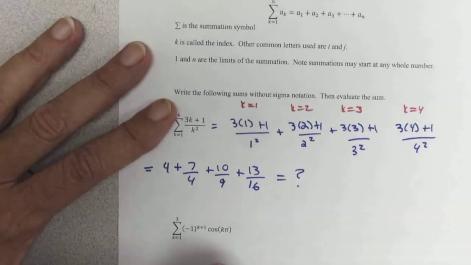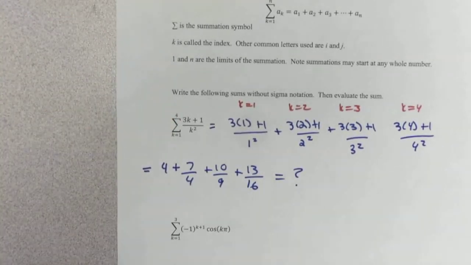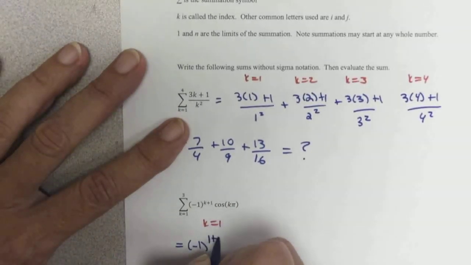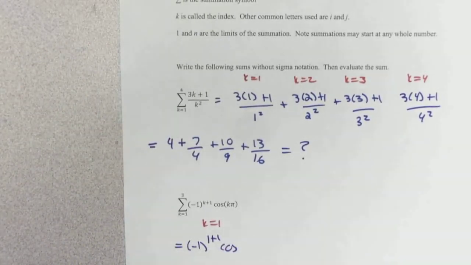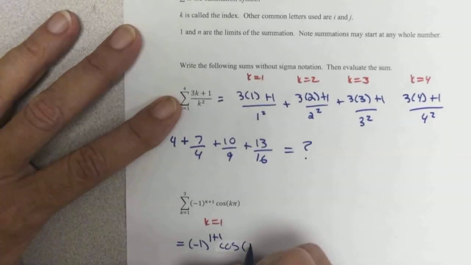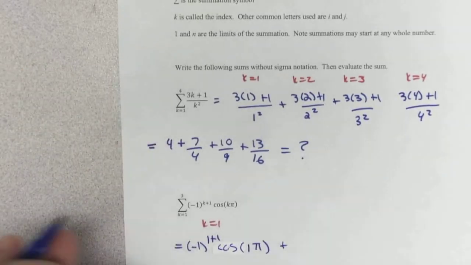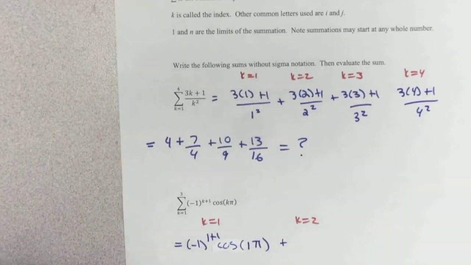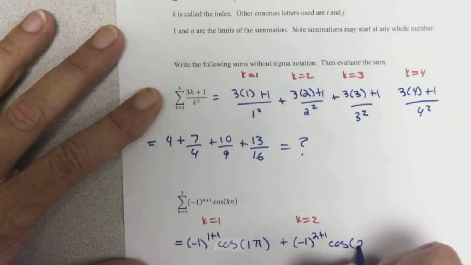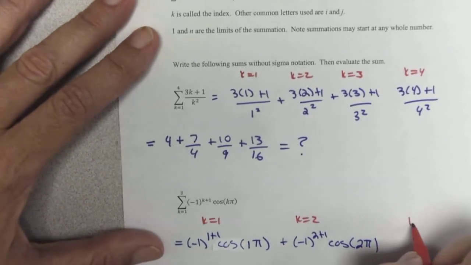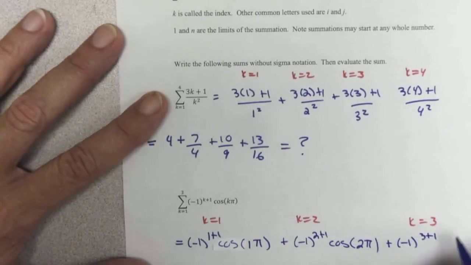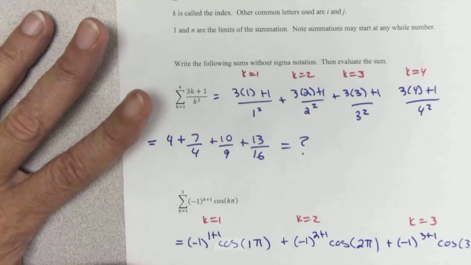So this is going to equal, we'll drop down here so we have enough room. For k equal 1, we're going to have negative 1 to the 1 plus 1 cosine of 1 pi, plus k equal 2. And this would be negative 1 to the 2 plus 1 cosine of 2 pi. And then k equal 3. Negative 1 to the 3 plus 1 cosine of 3 pi.